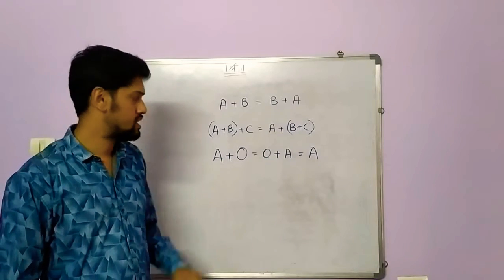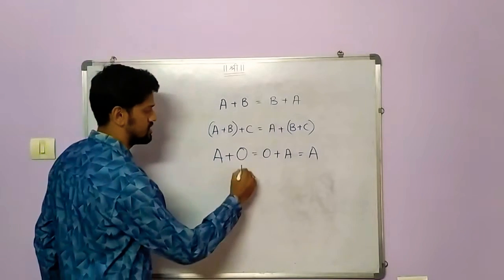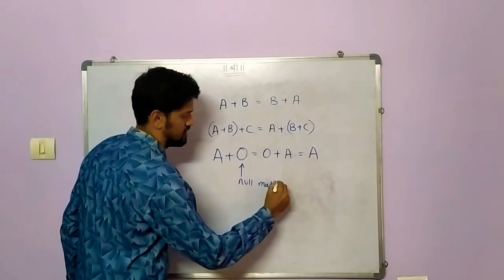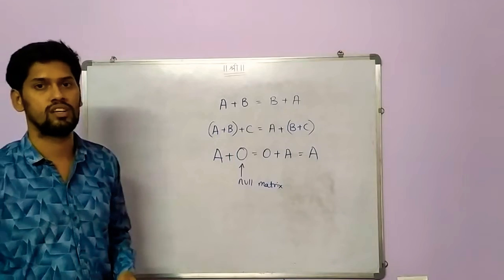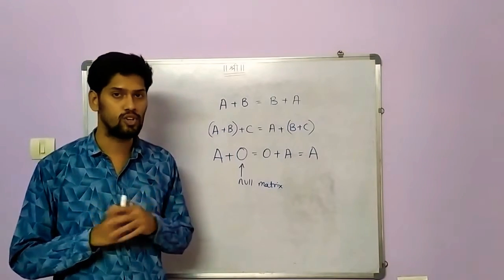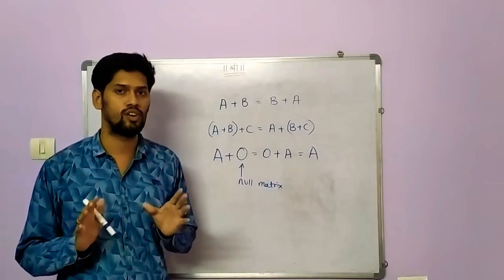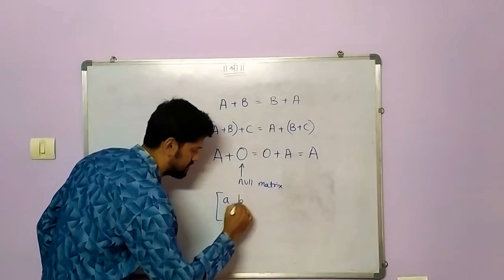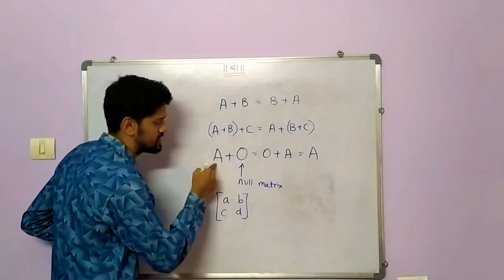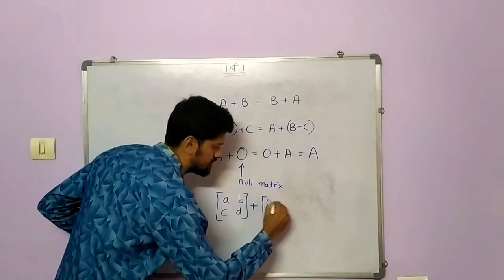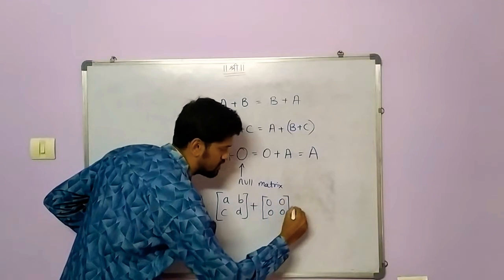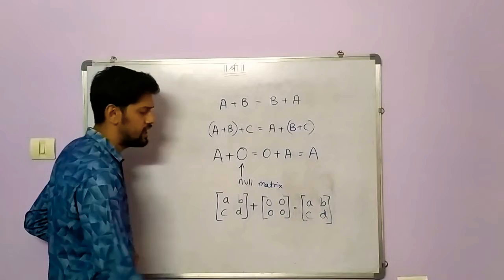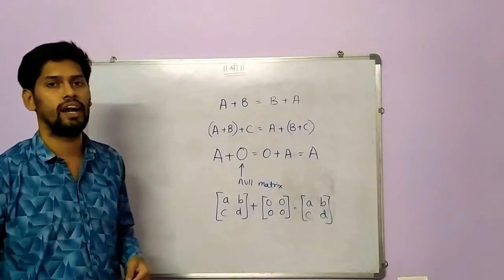In addition property, this is a null matrix. I'm sure you remember what a null matrix is. It's also called a zero matrix, wherein all the elements of the matrix are zero. There is no proof required as such, but if this is matrix A and if I add a null matrix to it, what I will get is the same matrix again. Hence this is the additive identity.